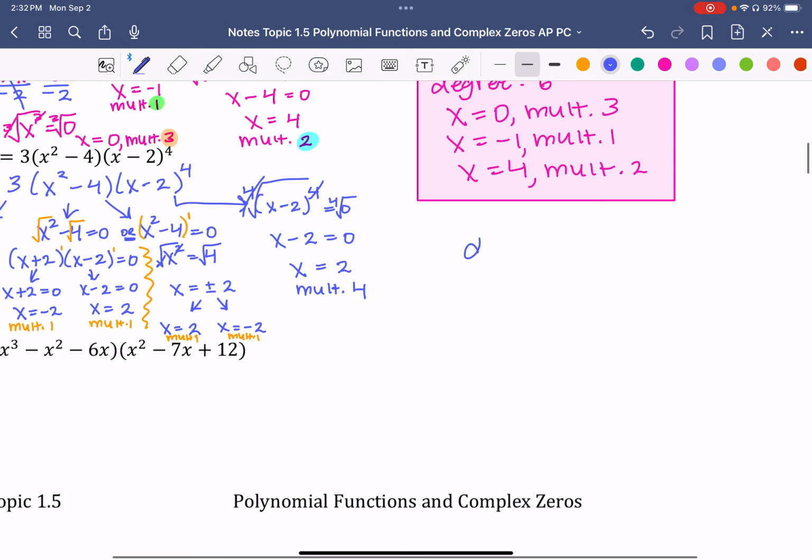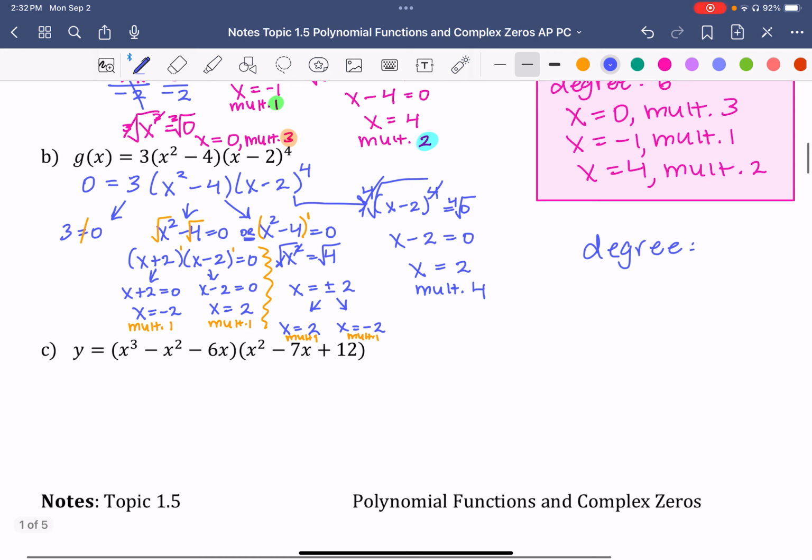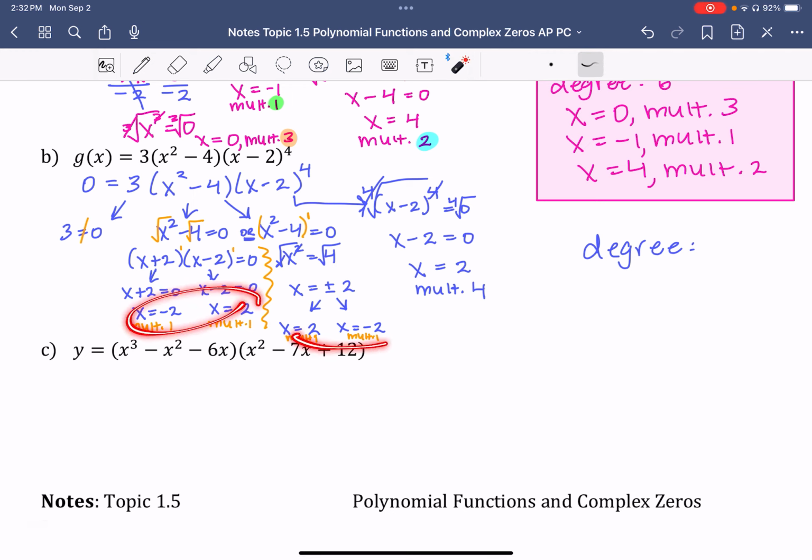Okay, so now to write the final answer, for my degree, I'm going to count up all of the multiplicities. Remember, these are the same answers, I'm only going to count them one time. 1, 2, 3, 4, 5, 6. Okay, so my degree is 6.